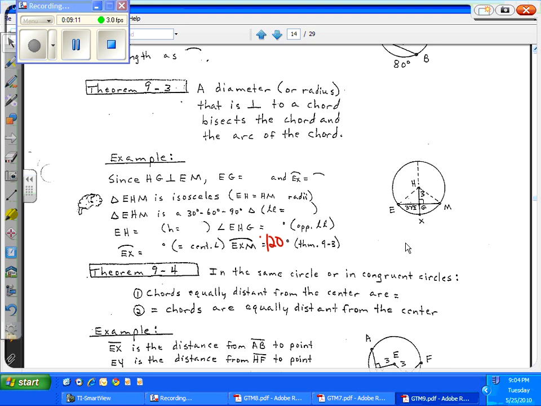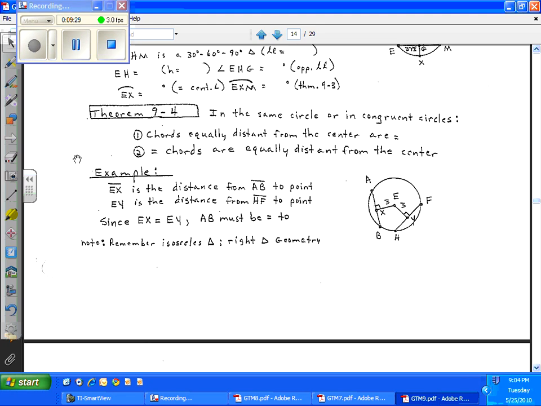Any questions on that? If a diameter or radius is perpendicular to a chord, then it bisects the chord and the arc of the chord. Okay. Theorem 9.4. In the same circle or in congruent circles, chords equally distant from the center are equal chords, and equal chords are equally distant from the center. So in the same circle or in congruent circles, chords equally distant from the center are equal to one another, and chords that are equal to each other are equidistant from the center.